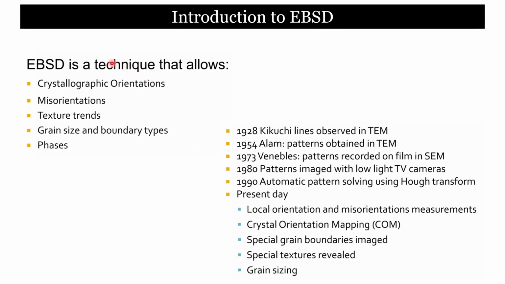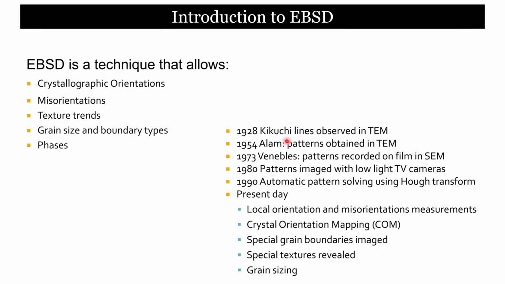This is what sir taught you in this week's class. I also wanted to add a few more things, like what the EBSD technique is used for. This technique is used for crystallographic orientation and misorientations. It is used for texture trends, it can be used when you have different phases in your specimen, and it can be used for grain boundaries, grain sizes, and all these things.